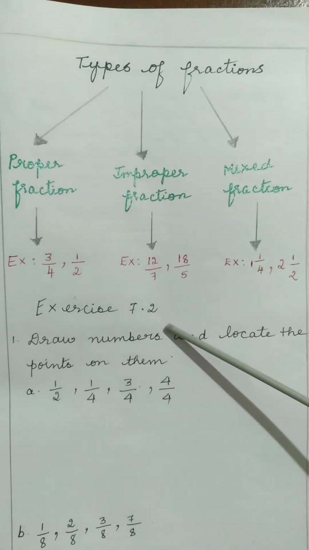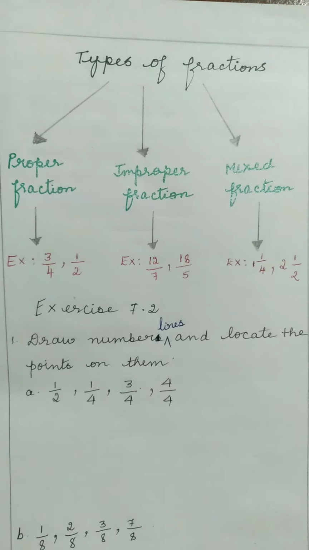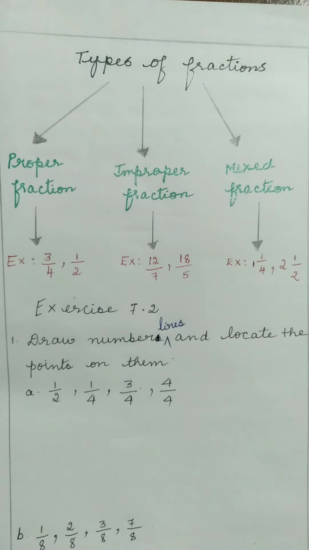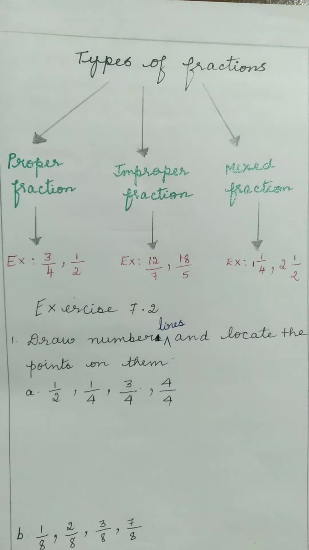Exercise 7.2. The first question. Draw number lines and locate the points on them. You have learned how to show the whole numbers like 0, 1, 2 on a number line. Today, let us learn how to show the fractions on a number line. Therefore, the question is, draw number line and locate the following points on them. That is 1 by 2, 1 by 4, 3 by 4 and 4 by 4.